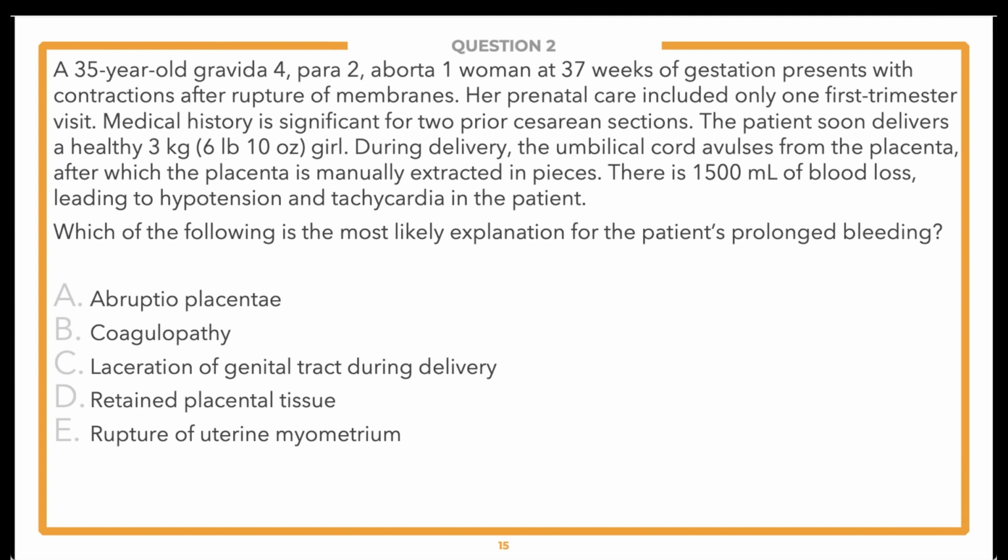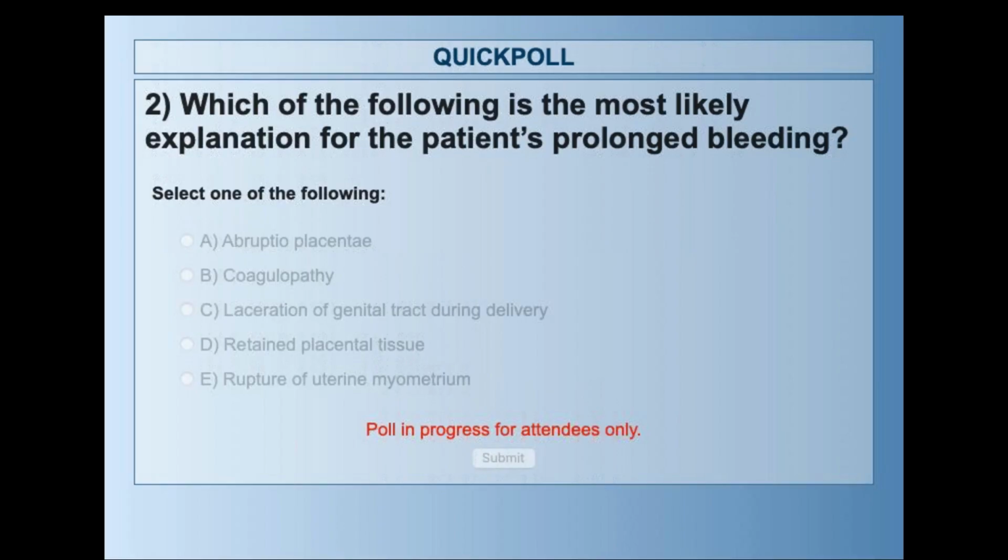So what we're going to do is launch the poll, and I'm going to ask you to let us know which of those is the most likely explanation for the patient's prolonged bleeding. Right? 1,500 milliliters of bleeding. What do you think is the most likely explanation? Go ahead and fire away. Pick the answer choice you think is right. And then we're going to walk through it.